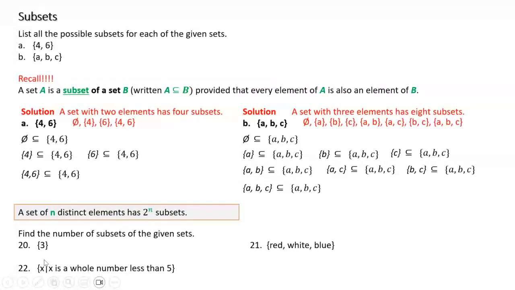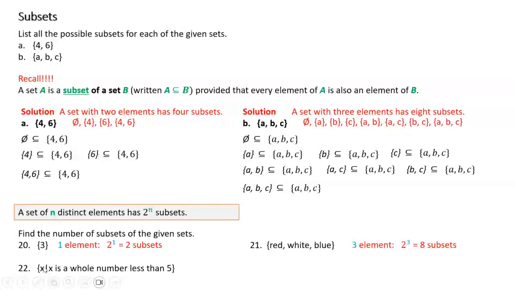So let's find, for example, 20, 21, and 22. It says find the number of subsets of the given sets. If you notice, guys, it says find the number. It doesn't say to list them. So to find the number, we're going to use the formula here. The answer would just be 2. Why? Because if you have one element, we raise 2 to the first power, which will be 2 subsets. Look at 21. We have 3 elements, so n will be 3. So it's going to be 2 to the third power, which is equal to 8.